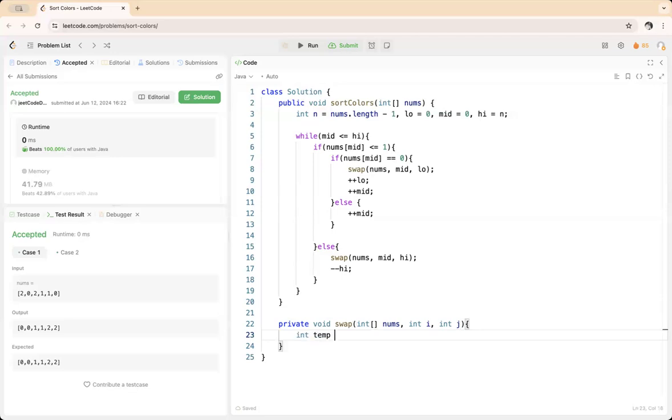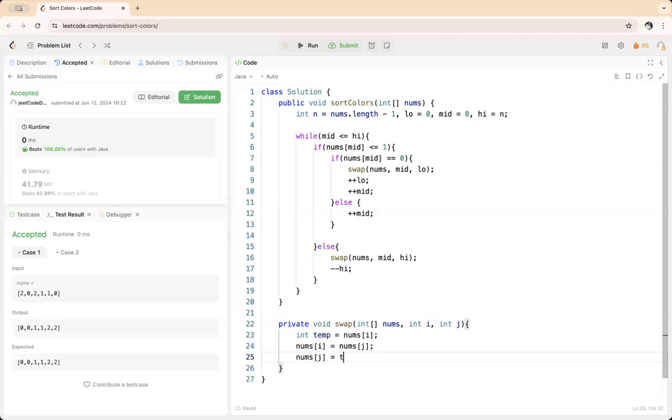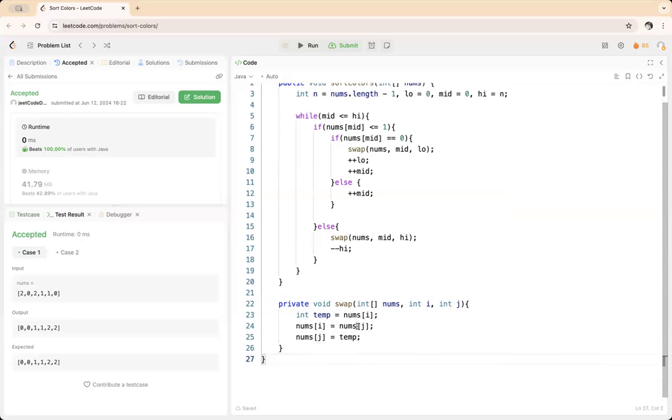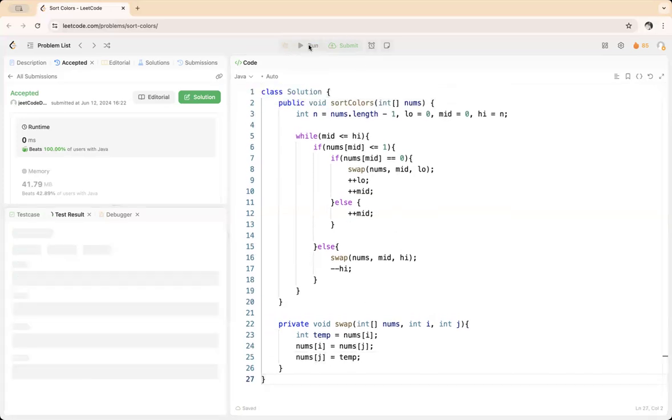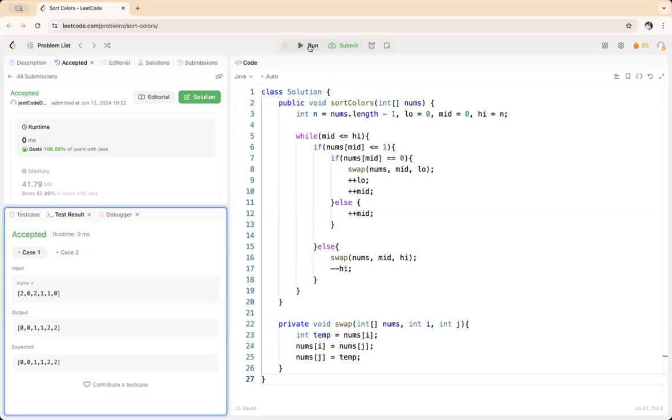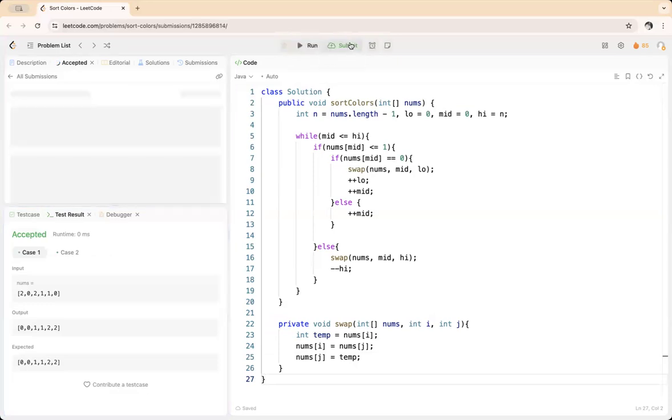and temp is equal to nums of i, nums of i equals nums of j, nums of j equals temp. And then we will just run this. We'll submit this. So I hope it is clear to you.